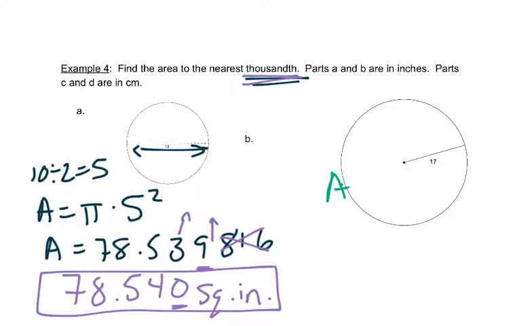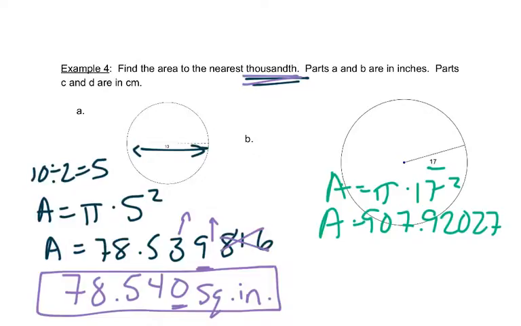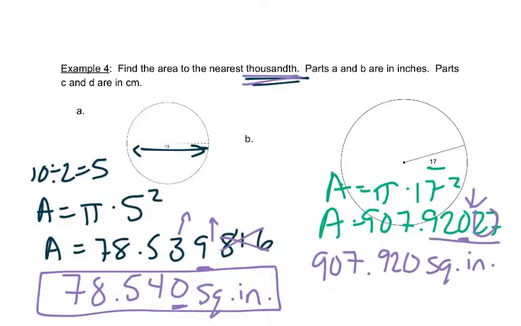Part B works the same way, only this time we're given the radius. So we'll just take pi times 17 squared, and that gives us 907.92027. We want to round to the nearest thousandth, so that's right here. The 2 afterwards tells us to keep it the same. So we'd have 907.920 square inches. Again, the 0 on the end is important because we have to have a number in the thousandths spot.